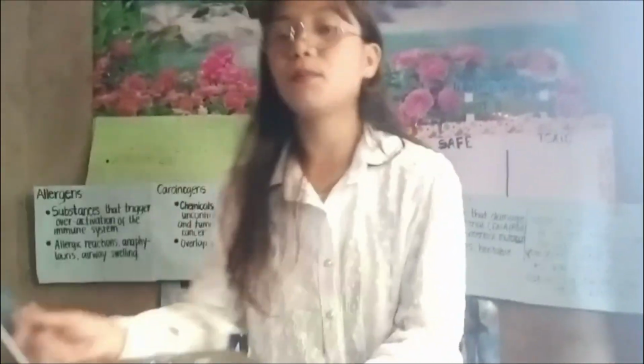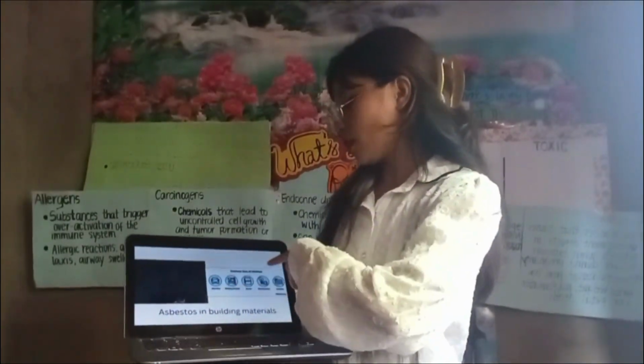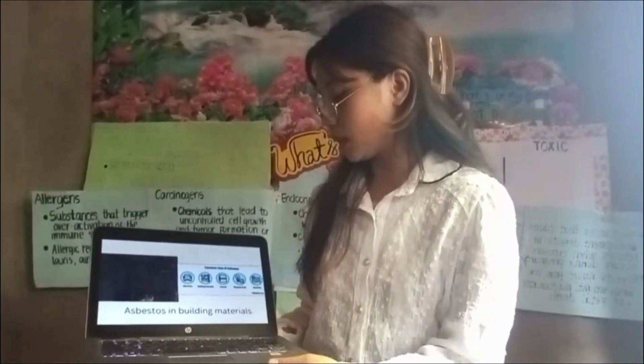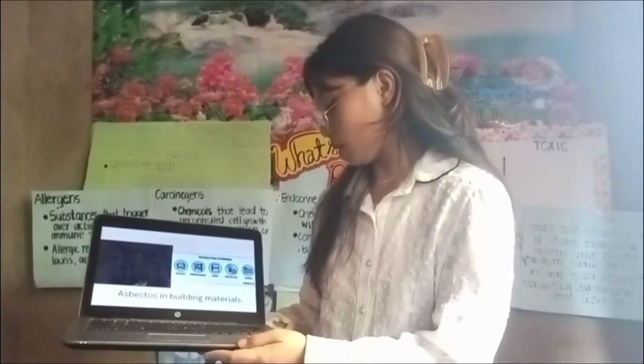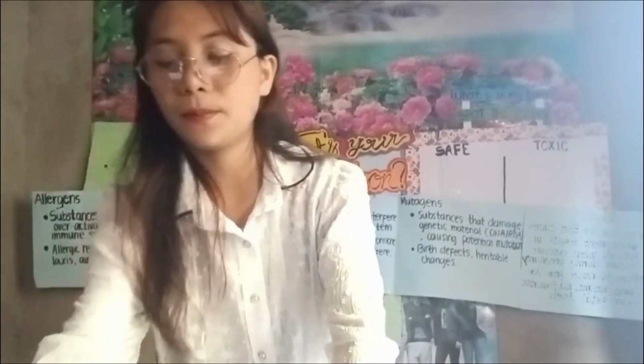So these are the examples of carcinogens. First is asbestos. There are common uses of asbestos. It can be used in auto parts, in building materials, in cement, and also in electrical parts and insulation. So asbestos is used in building materials.